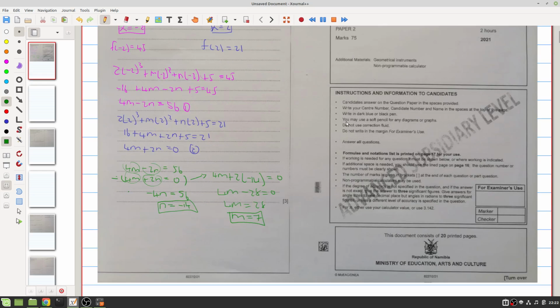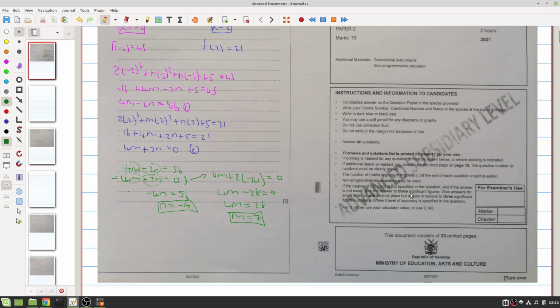Okay, let's just quickly check this front page to see what we have to round off to and that kind of thing. So if working is needed, show this. If additional space is needed, you'll get some page to do that on. Number of marks given in brackets. Non-programmable calculators may be used. If the degree of accuracy is not specified in the question and the answer is not exact, give the answer to 3 significant figures.